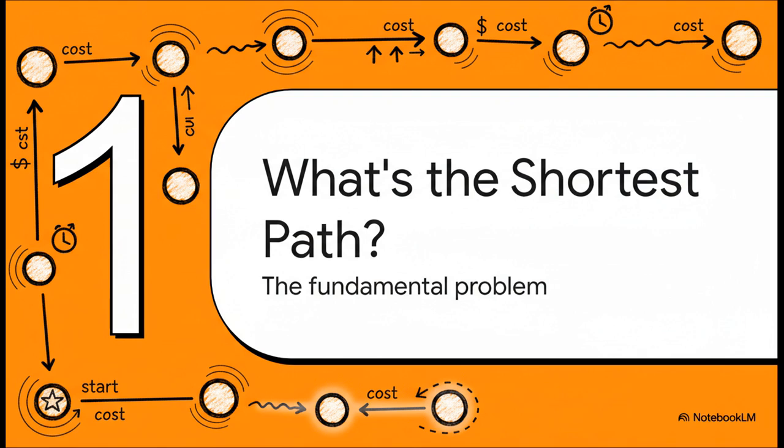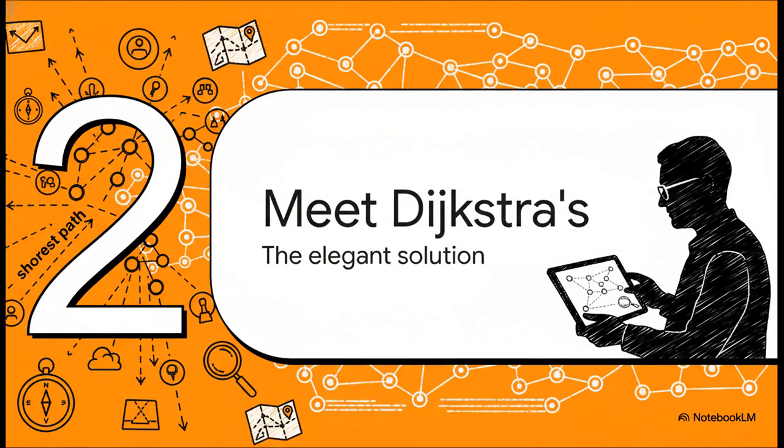At its heart, the challenge is pretty easy to describe, but way harder to actually solve. Imagine you have a network of points. Could be cities, could be computers, and they're all connected by paths. Each path has a cost, like distance or time. The big question is, how do you find the absolute cheapest route from your starting point to every single other point on the map?